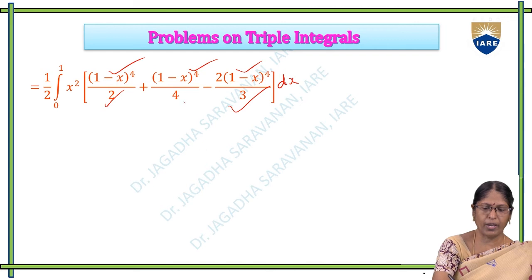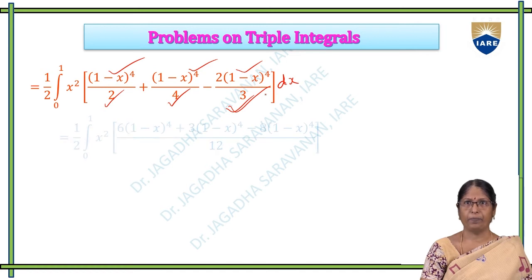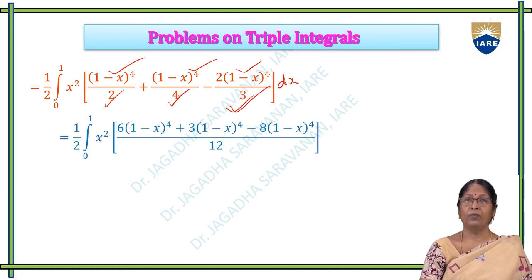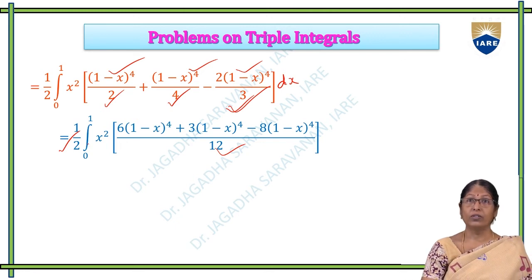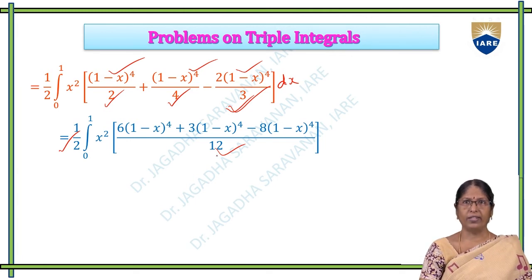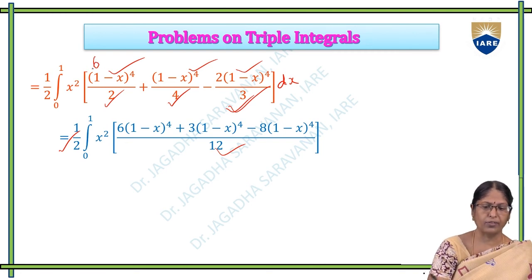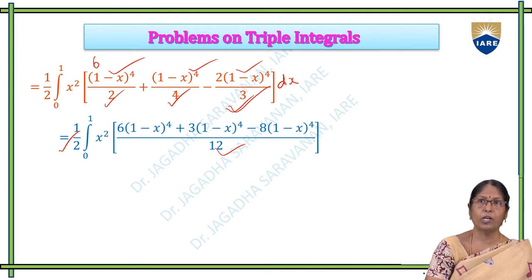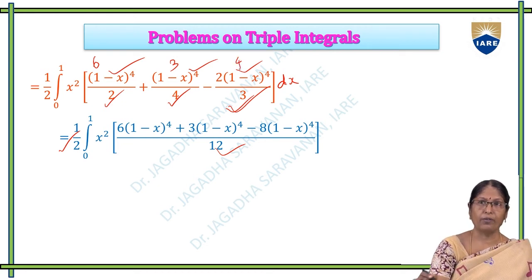The first one divided by 2, second one divided by 4, the third one is divided by 3. Now put together we have taken LCM. So the LCM is 12. So 1 by 2 integral over 0 to 1 x square of. So to 12 we have taken the LCM. So the first one is divided by 2, so this is multiplied by 6. The second one is divided by 4, it is multiplied by 3. The third one is divided by 3, so it is multiplied by 4.